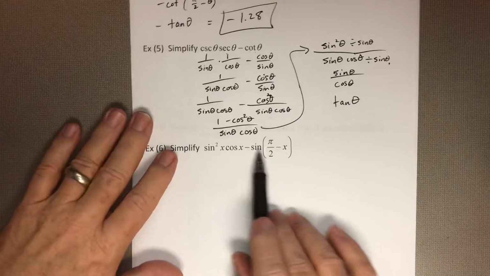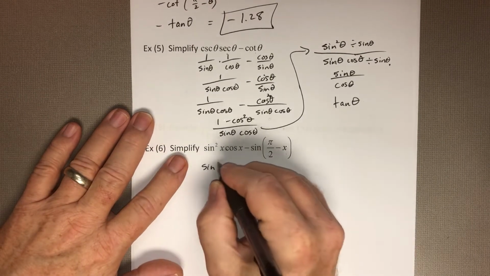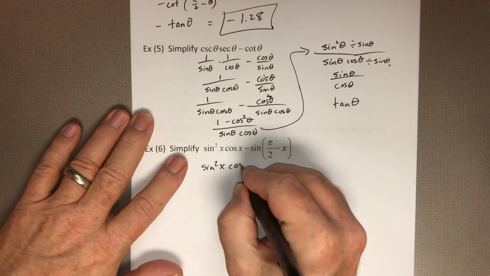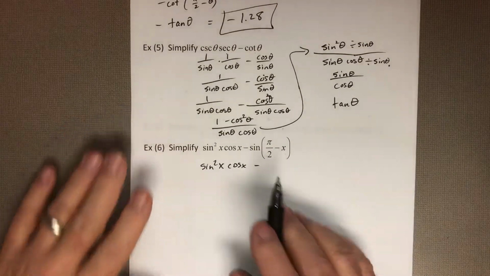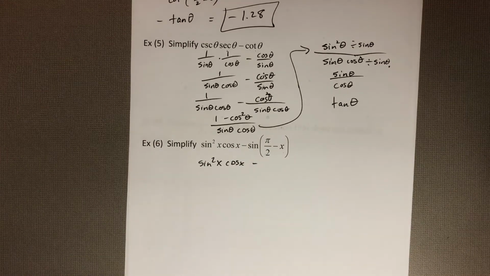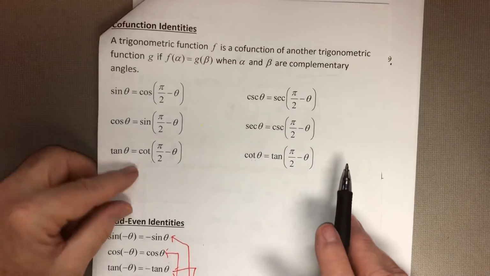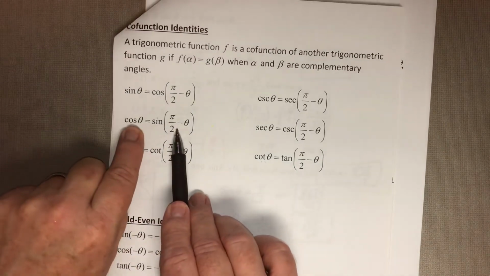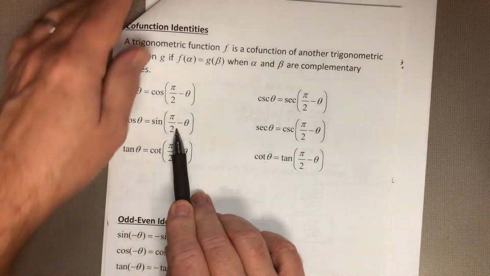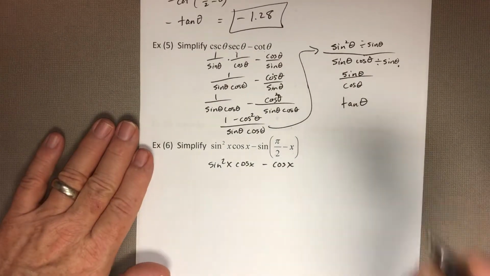Well, I know this is a cofunction identity. So I'm going to use my cofunction identity and replace that. If you're unsure, you can always refresh back real quick since you may not have that memorized: the sine of pi over 2 minus x. That's just the cosine of x. So that's the cosine of x.